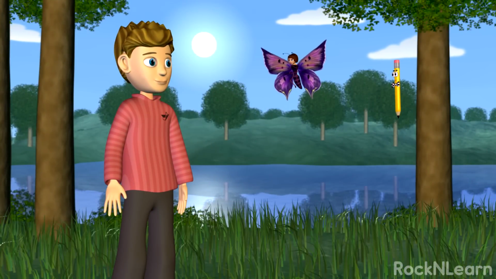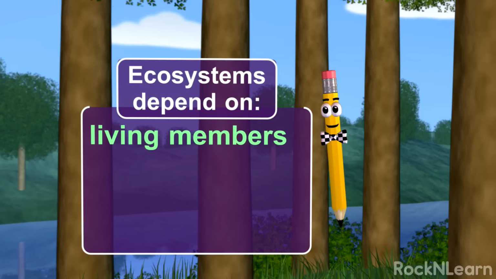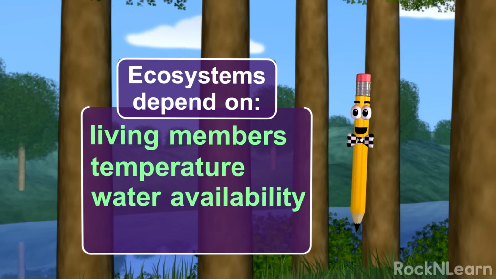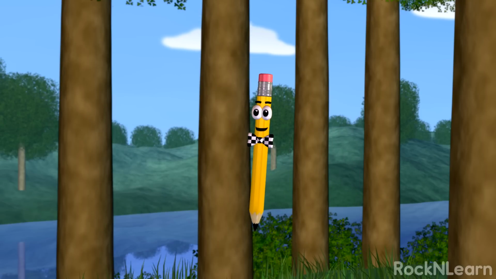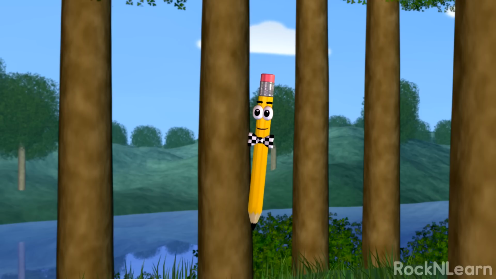We made it to the Ecosystem Learning Center. An ecosystem is a living community which depends on each of its living members as well as things like temperature, water availability, and the richness of the soil. Ecosystems vary in size. They can be as small as a puddle or as large as the earth itself.